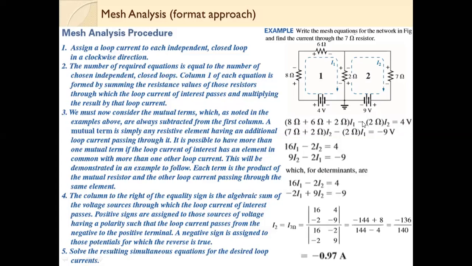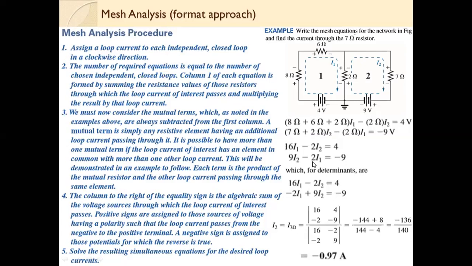Then we simplify these equations by adding those terms. So we get 8 plus 6 plus 2 is equal to 16, so 16I1 minus 2I2 is equal to 4. And then 7 plus 2 is equal to 9, so 9I2 minus 2I1 is equal to minus 9 volt. So those are two equations in which we have two variables, I1 and I2.